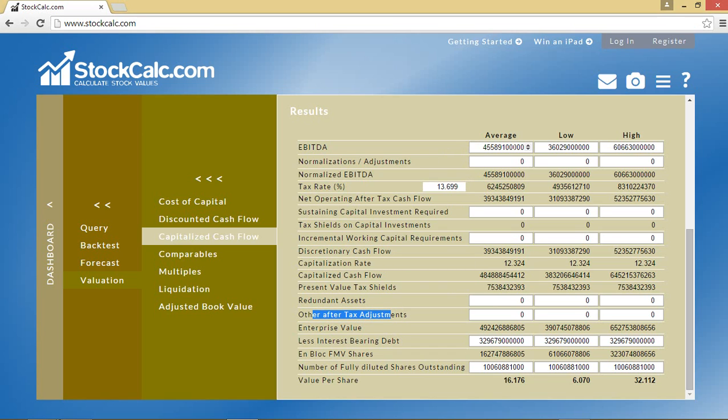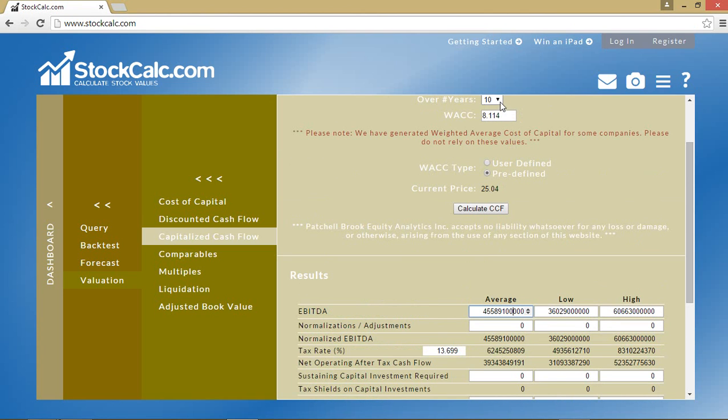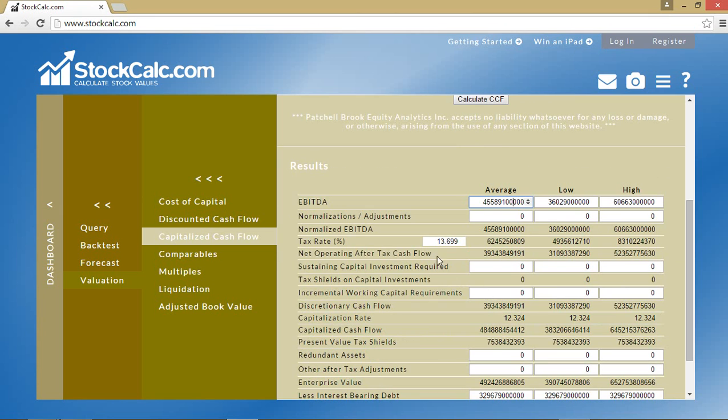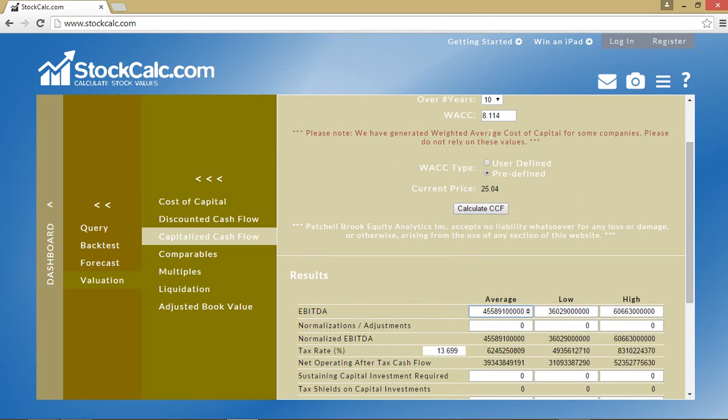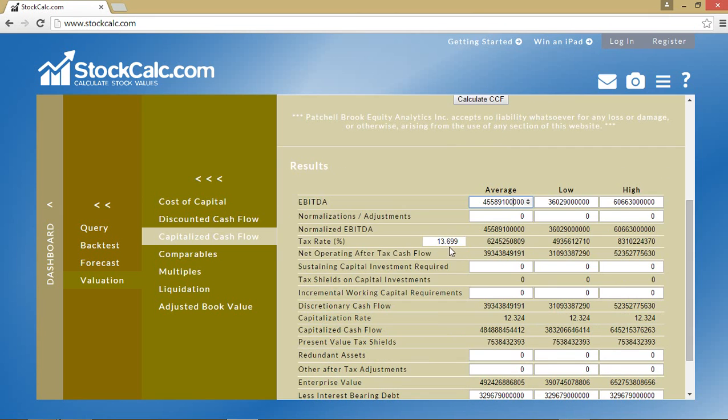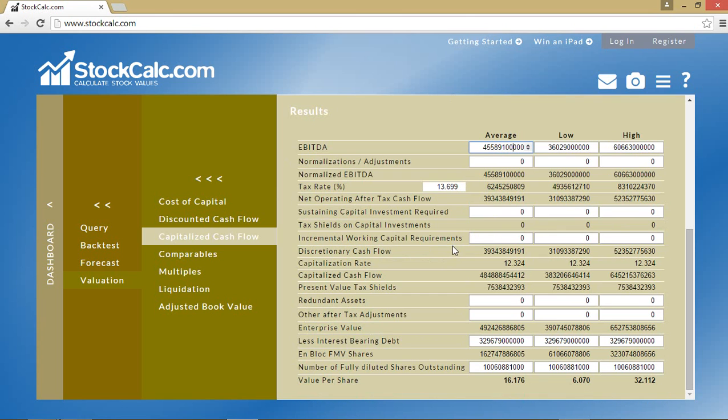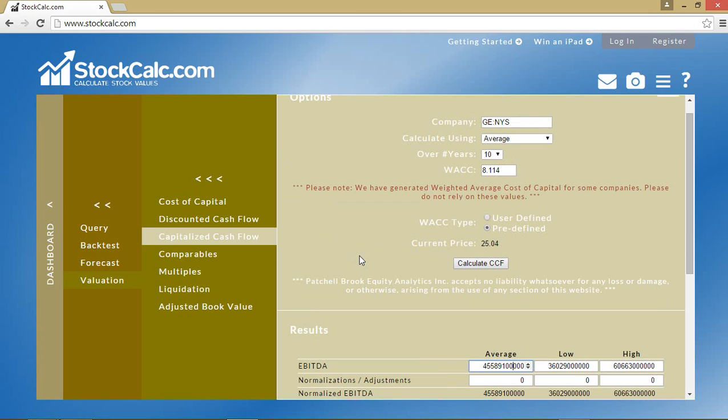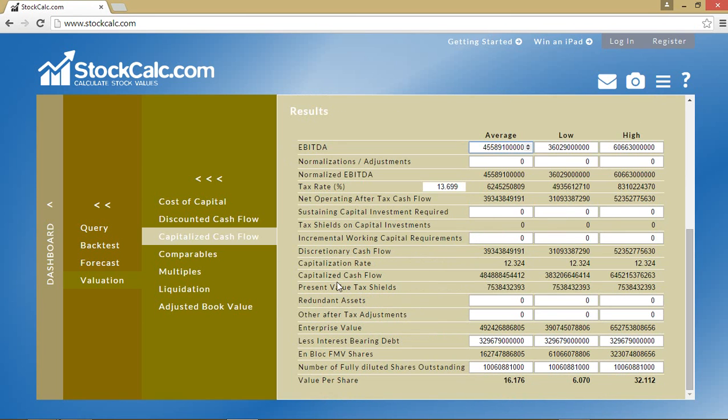The EBITDA is our measure of cash flow for the company. We have the average for the last 10 years, as well as the low and high. We have the average tax rate for the period involved for the last 10 years, approximately 14%. Our weighted average cost of capital is inverted to create a capitalization rate. So in this case, our capitalization rate is 12 times, which is the inverse of 8%.